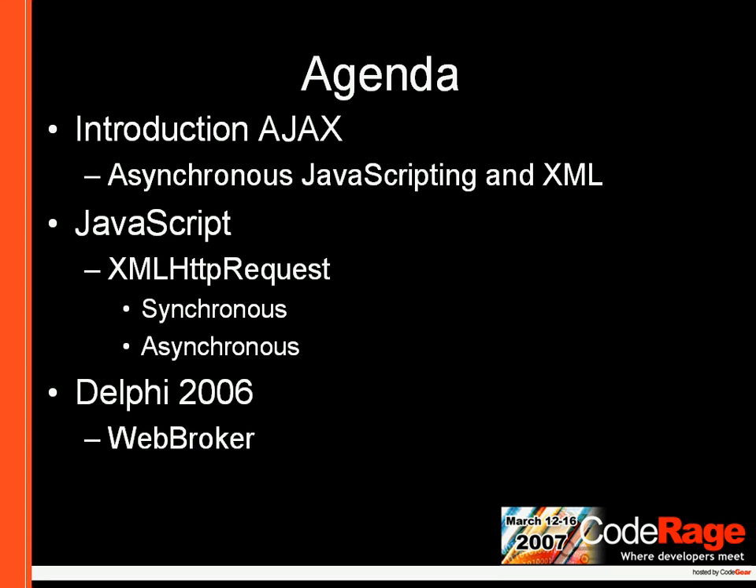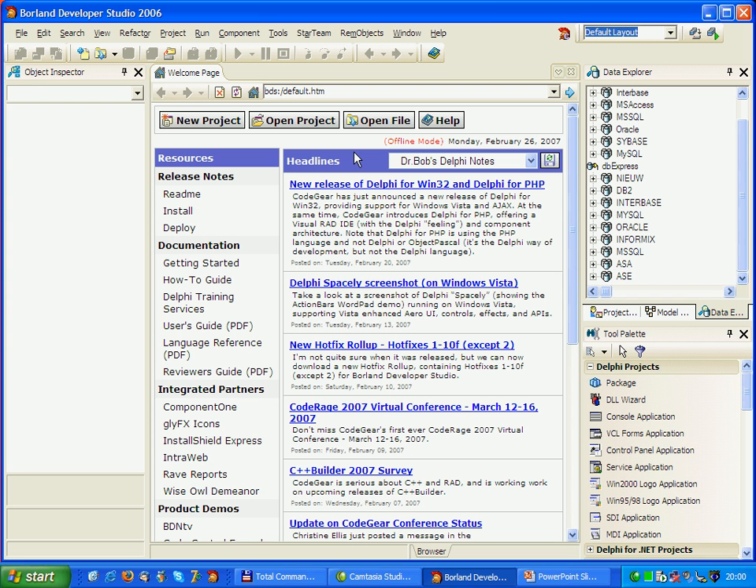During this session I'll be using Delphi 2006, the Win32 personality, building a web broker application that will be used for all the examples. You can use any version of Delphi as long as it supports the web broker technology and the code editor. Then you can just play along with the example.